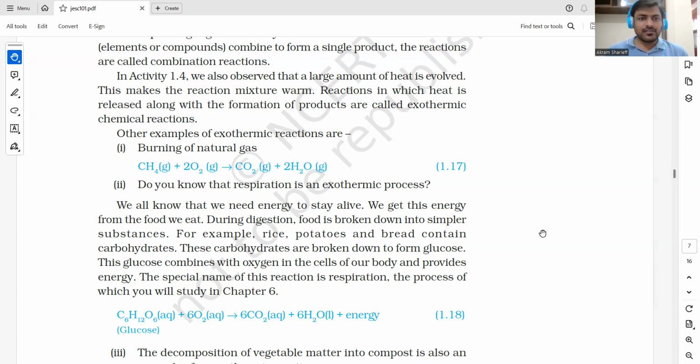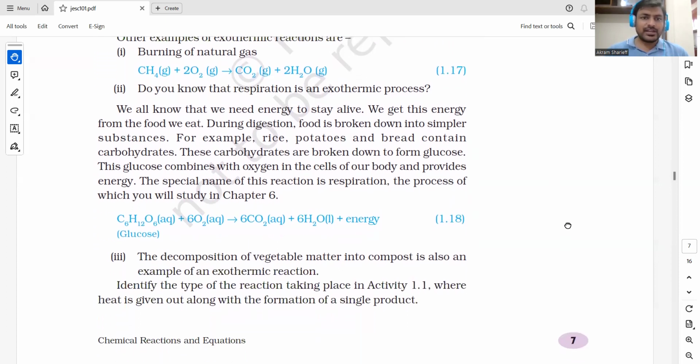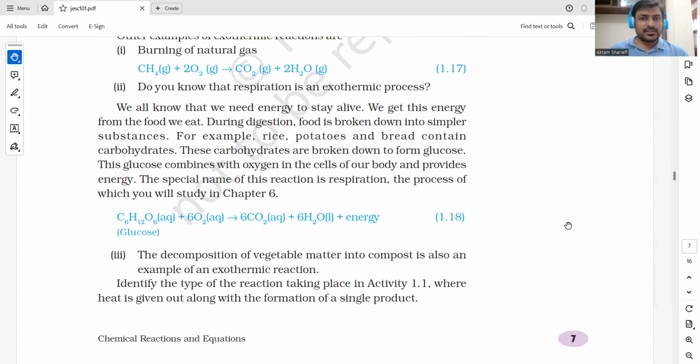Okay. We all know that we need energy to stay alive. We get this energy from the food we eat. During digestion, food is broken down into simple substances. For example, rice, potatoes, and bread contain carbohydrates. These carbohydrates are broken down to form glucose. This glucose combines with oxygen in the cells of our body and provides energy. The special name of this reaction is called respiration.